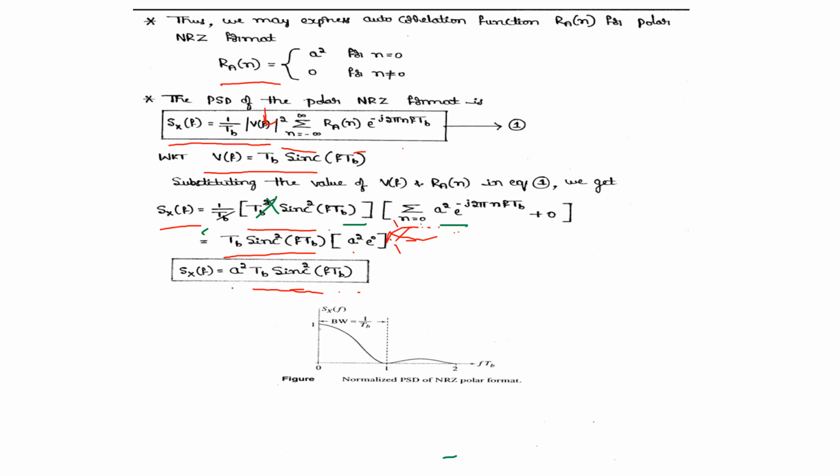This is the spectrum of polar. You can observe that at 0, the spectrum has a value of 1. The spectrum is not starting at 0, so it is going to have a DC component. So DC coupled networks are required to avoid this DC level at 0. You can see the side lobes have very little power from 1 to 2. The bandwidth allocated is equal to 1 by Tb, the bit rate.